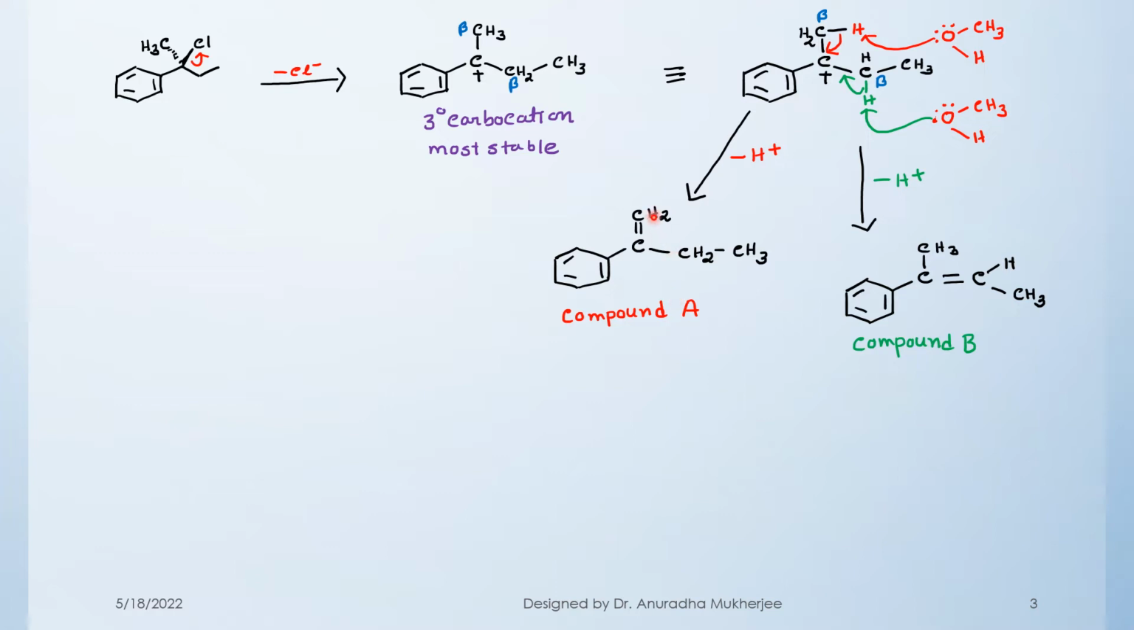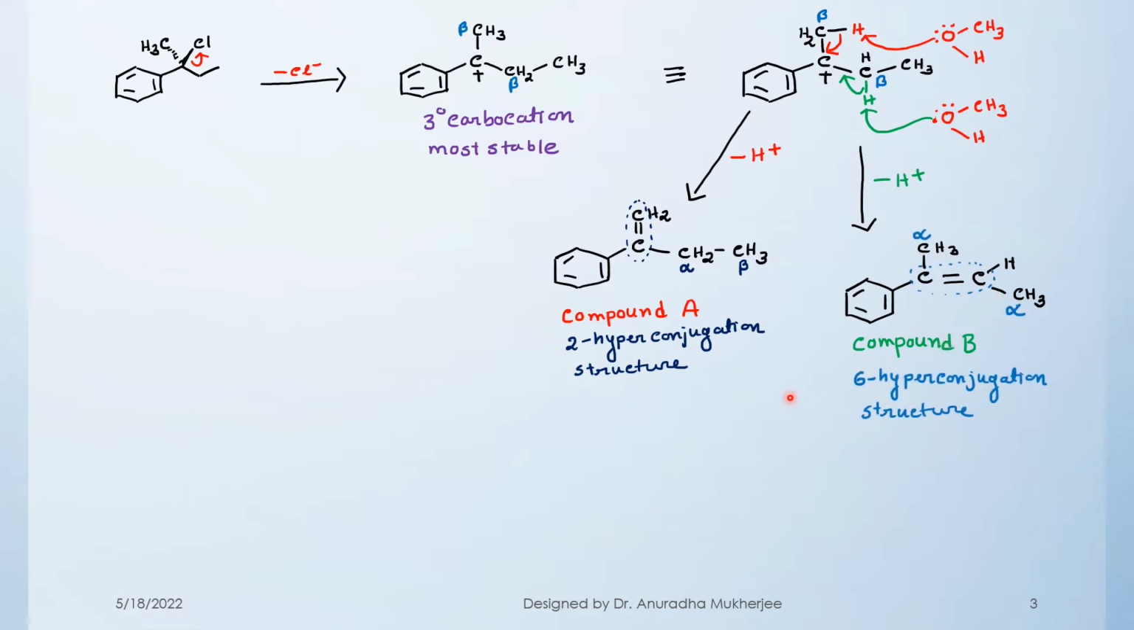Now the stability of the alkene depends on the hyperconjugation structures. So let's explain it. Here this is the alkene and this one is the alpha carbon. This alpha carbon has 2 alpha hydrogens. That means compound A has 2 hyperconjugation structures. Now in case of compound B, this is the alkene. So it has 2 alpha carbons, and the 2 alpha carbons have 6 alpha hydrogens. So that means 6 hyperconjugation structures.